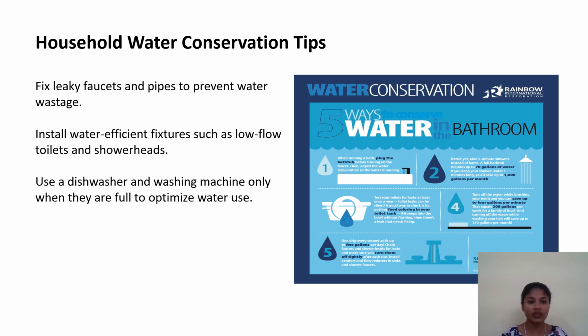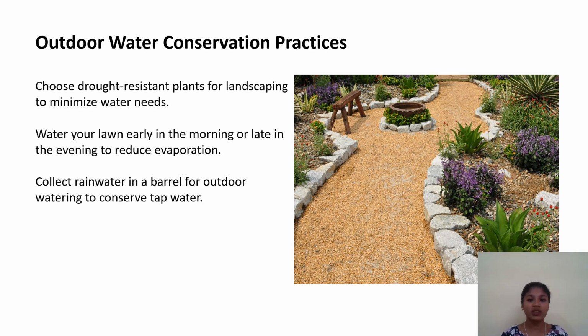Household water conservation. Fix leaking pipes to prevent water wastage. Use the dishwasher and washing machine only when they are full to optimize water use. Outdoor water conservation practices. Choose drought-resistant plants for landscaping to minimize water needs. Collect rainwater for outdoor watering to conserve tap water.